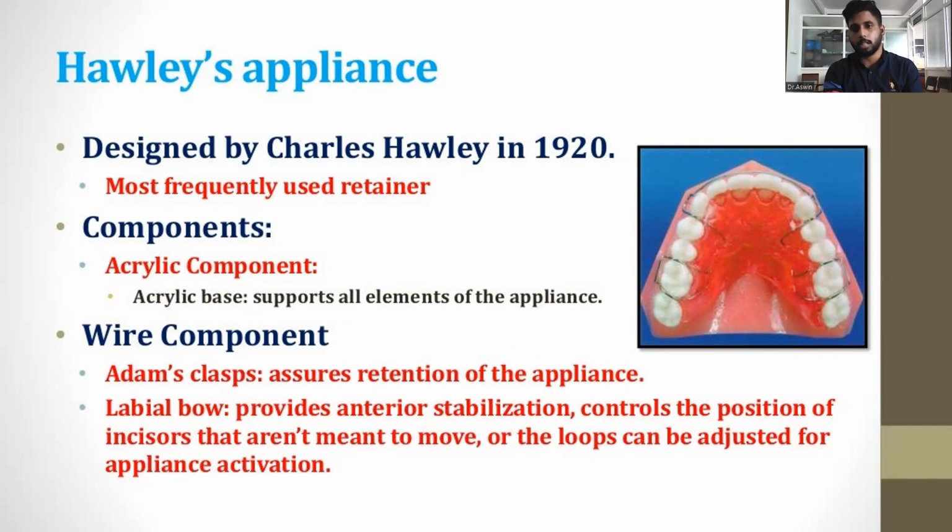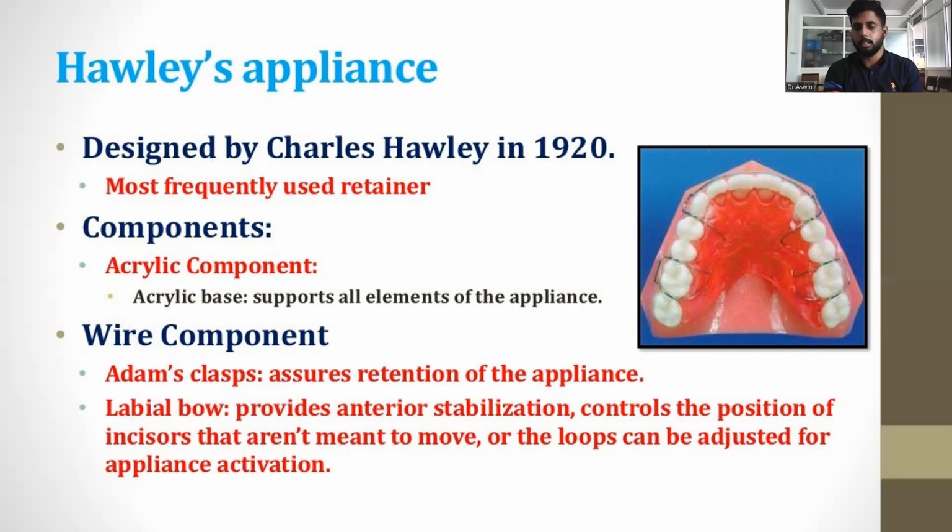The most frequently used retainer is Hawley's retainer. The components are the acrylic component, which supports all elements of the appliance. Wire components are the Adams clasp, which ensures retention of the appliance. The labial bow provides anterior stabilization, controls the position of incisors that are meant to move, or loops can be adjusted for appliance activation. So this is the most commonly given retainer, that is Hawley's appliance.